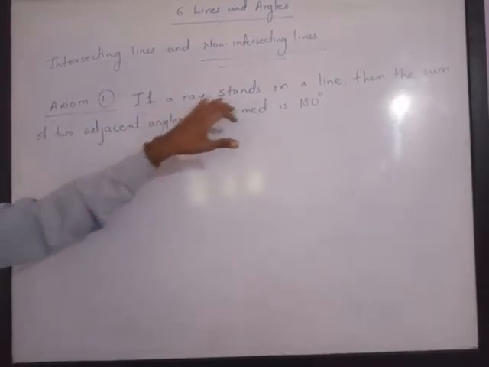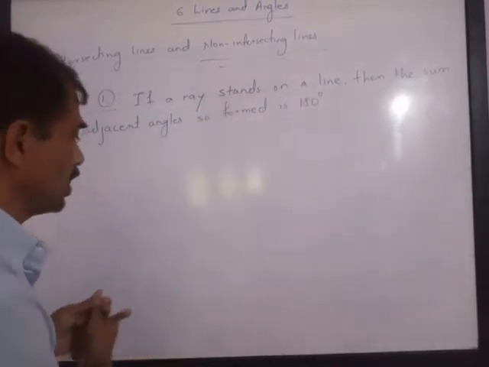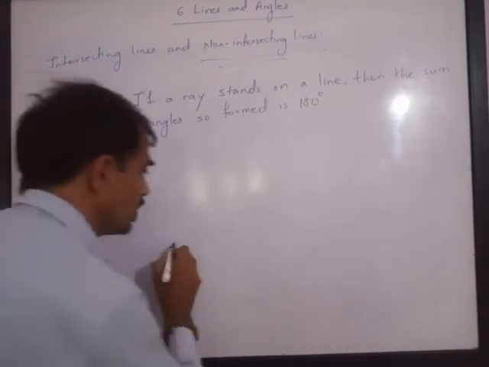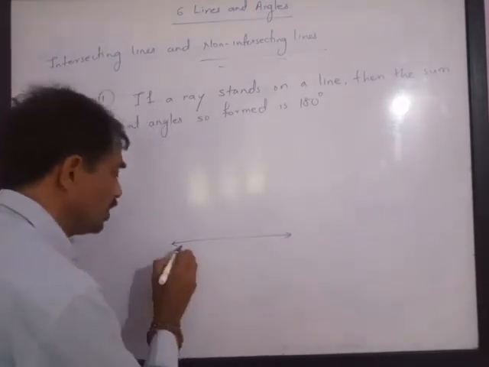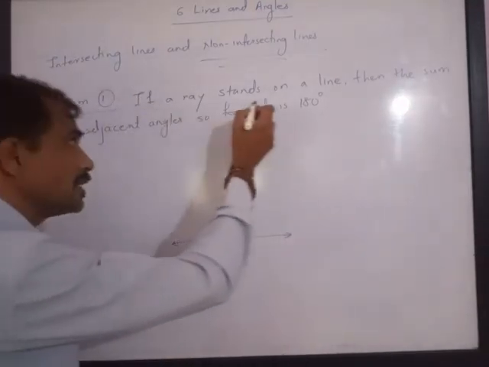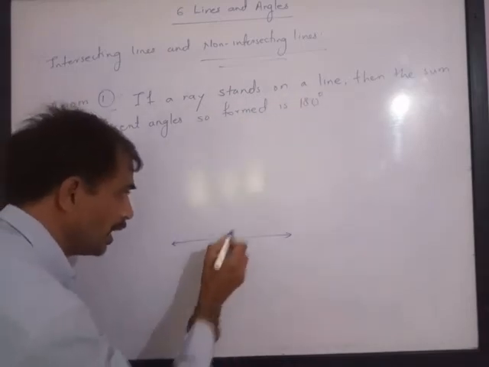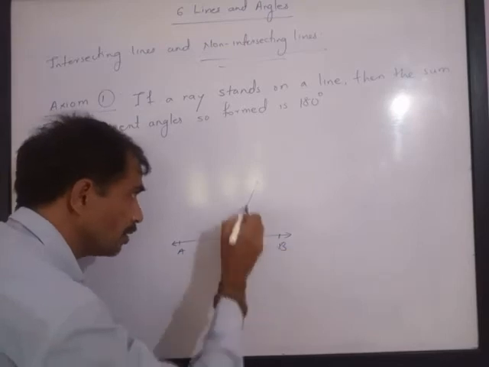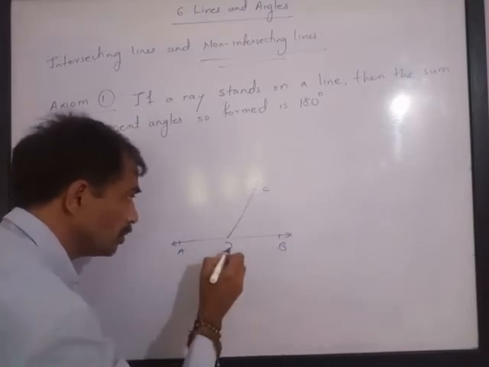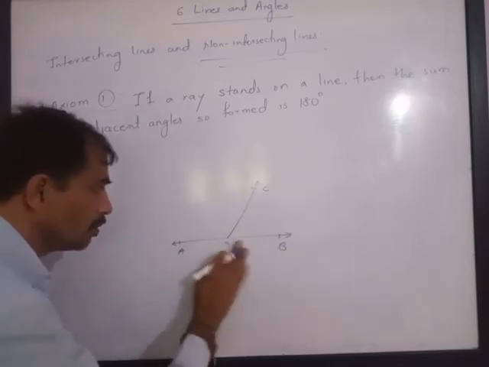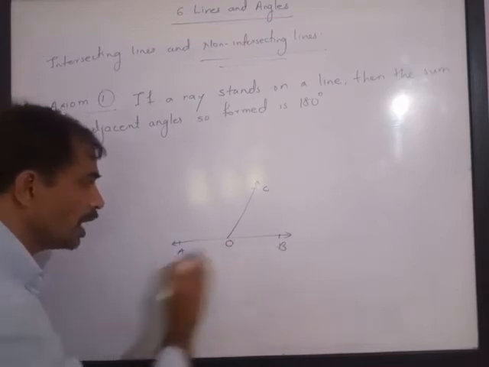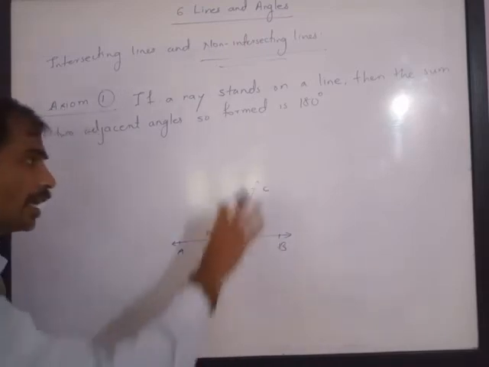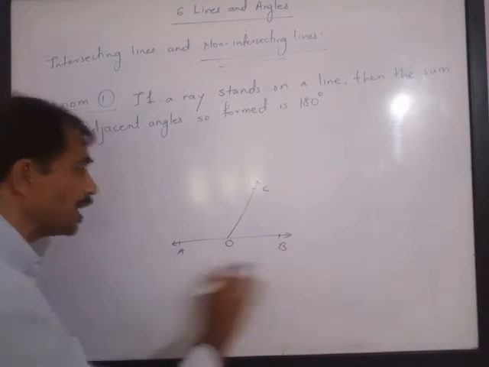If a ray stands on a line, please try to understand the meaning of this sentence. These are written in old English. This is the line AB. A ray is standing on the line AB. Here, I will take the point O. Line AB and OC is a ray. Ray OC stands on line AB.